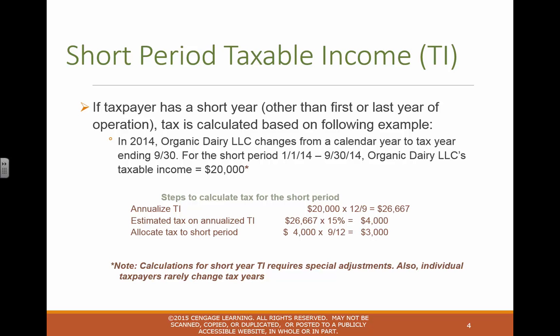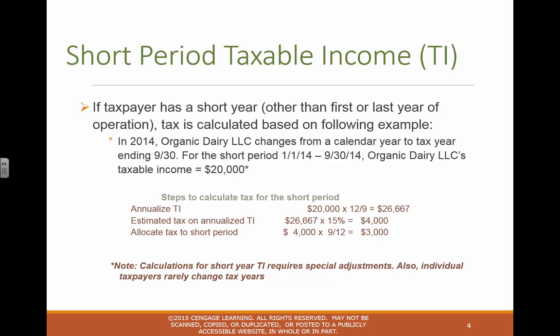So then it says for the short period, 1/1/14 to 9/30, they had taxable income of $20,000. How do you calculate the tax for that time period? That's the question here, and that's what the slide's trying to display. So you've got 3 steps here at the bottom. The first is you need to annualize the income. So if I earn $20,000 in 9 months, how do I gross that up as if it were a full year?